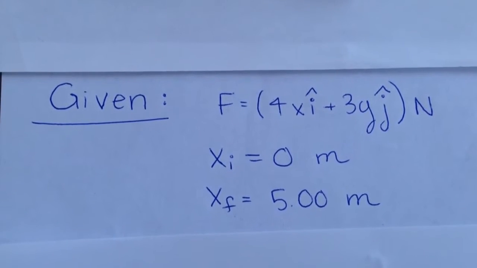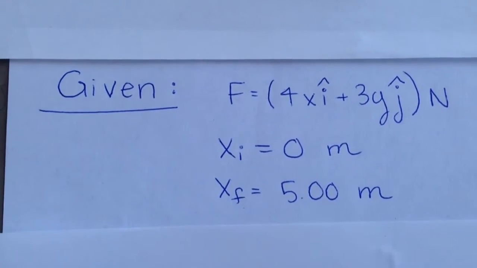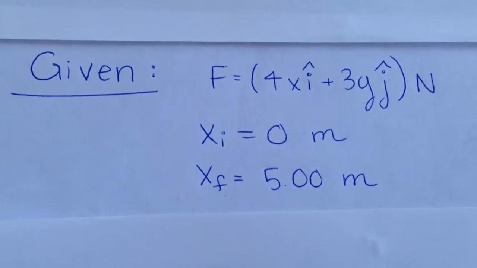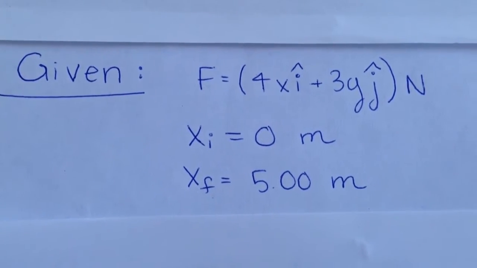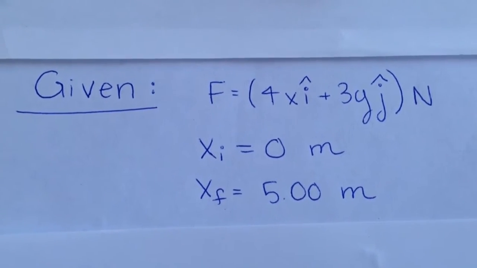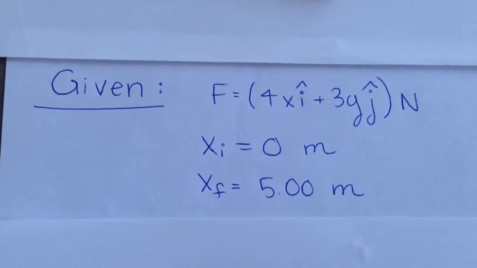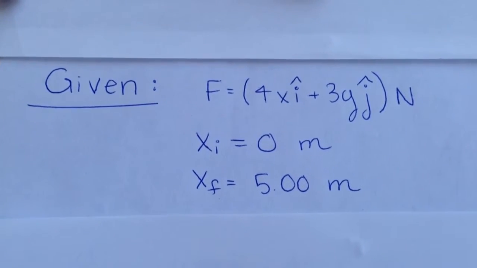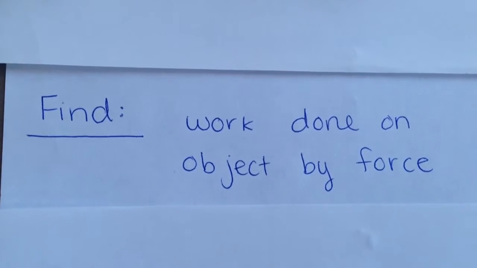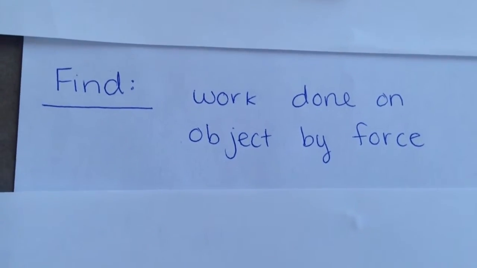So in this problem, we're given the force, which is equal to 4x i hat plus 3y j hat newtons, and i hat is the vector in the x direction, and j hat is the vector in the y direction. And we're also given the initial condition that it starts at 0 meters and it ends at 5 meters. So in this problem, we're asked to find the work done on the object by the force.